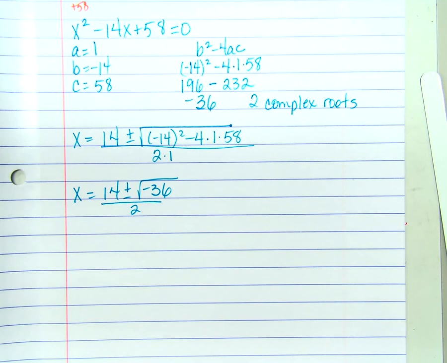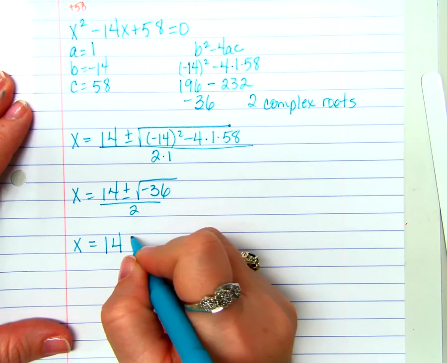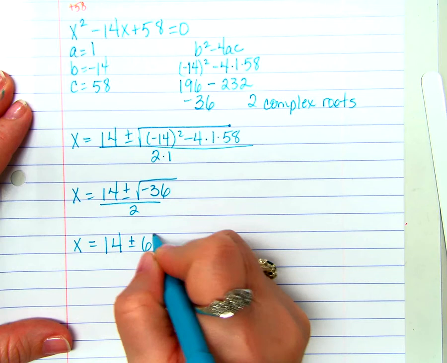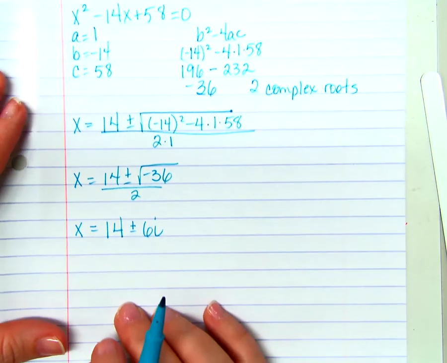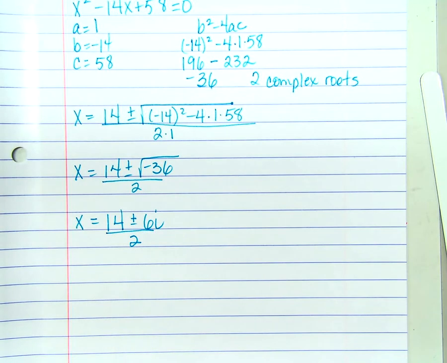Anybody know the square root of negative 36? 6i, right? So I have, and I don't have to remember the plus or minus this time. Why? Oh, look, it's built into the formula. Right? Now what? Am I finished? Why not? I have 2. I have 14 plus 6i divided by 2, and I have 14 minus 6i divided by 2. Can you tell those are 2 different solutions?